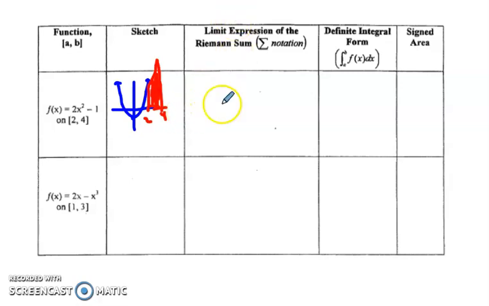So the limit expression of the Riemann sum, we start again with the limit as n goes to infinity, summation from i equals 1 to n.